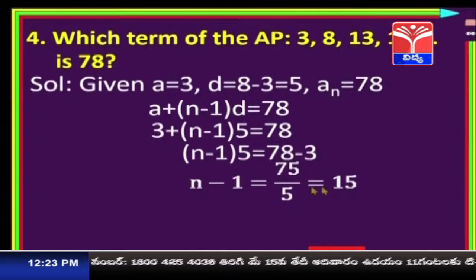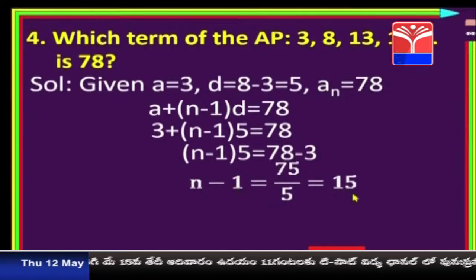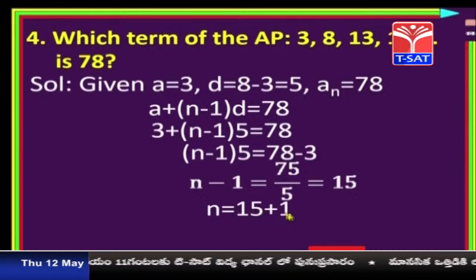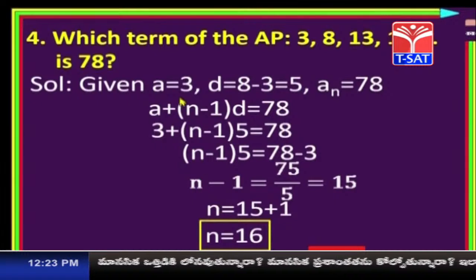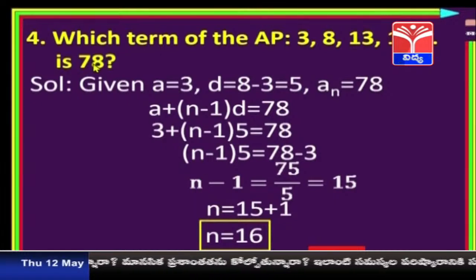So, as n minus 1 is equal to 15, bring minus 1 to the right hand side, you will get n is equal to 15 plus 1. So, then n is equal to 16. Okay. So, the 16th term is 78. So, in the given question, the 16th term is 78.